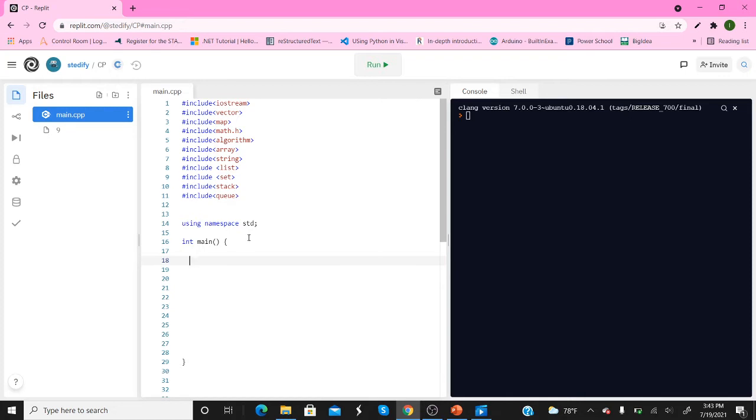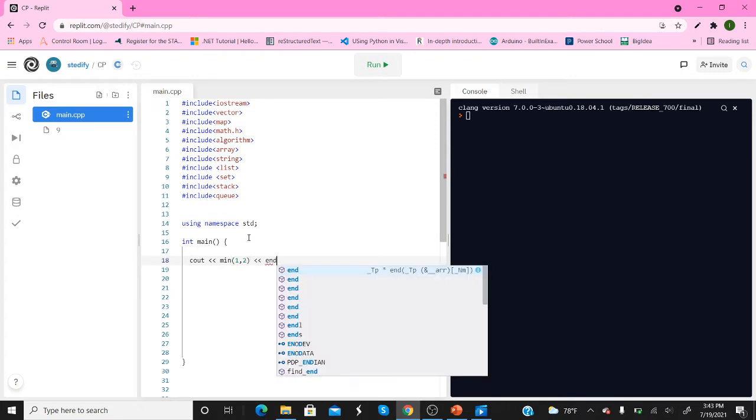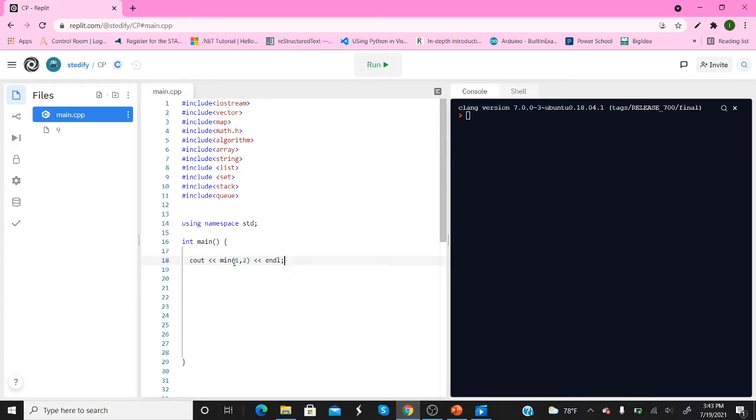Now, from our Python videos we learned that to see the minimum of a number, you just do min and then the number. So in C++, you can do min, the numbers, and then endl. What this will do is take the smaller of the two numbers. We have 1 and 2 in here, and if we run this program, we should get 1, which is the smaller of the two.